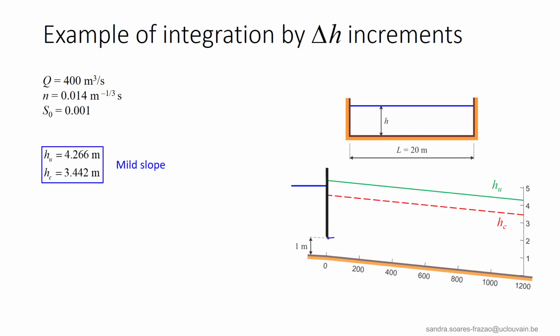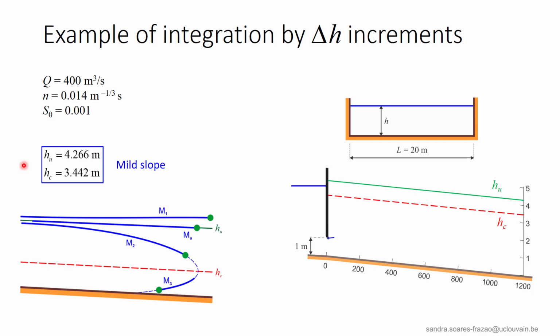The first step is to calculate the normal and critical depth for this situation. We find these values, and as HN is larger than HC, it means that we have a mild slope. So the water profile will be one of the M profiles recalled here. As the upstream gate has an opening of 1 meter, which is below HC, we will have an M3 profile controlled by the upstream conditions, and these upstream conditions are given by the opening of the gate.